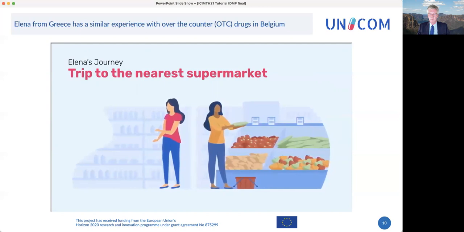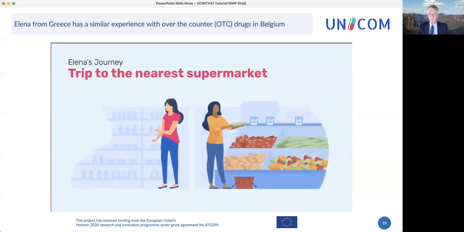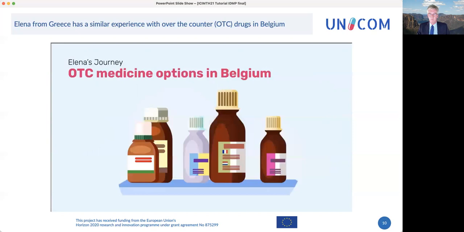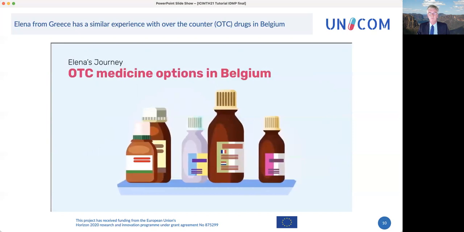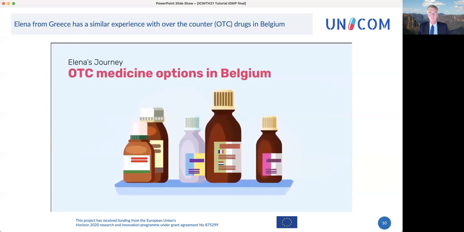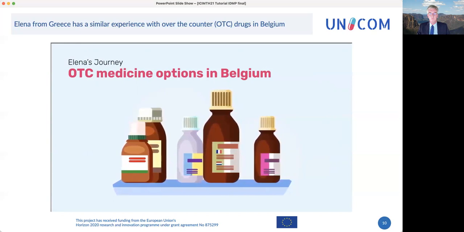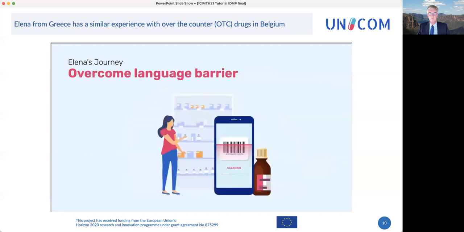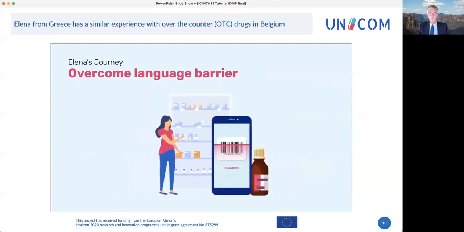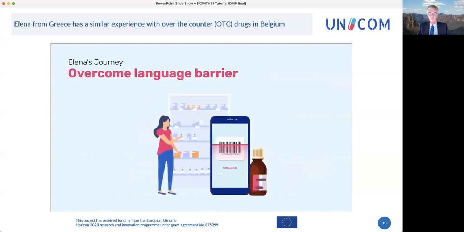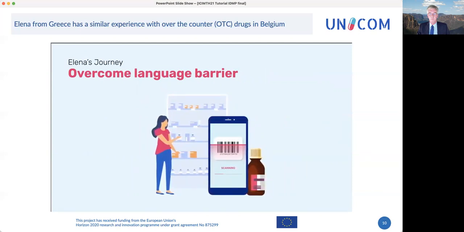It's a small town local market, not a pharmacy, and the clerk doesn't speak English or Greek. Elena locates the medicine section, opens the Unicom app on her phone, and begins scanning barcodes of products on the shelf. Though she can't read what's written on the packages, in the app, she has direct access to the electronic product information in her own language. Thanks to this handy feature, she quickly finds 3 Belgian products that should help her stomach feel better.